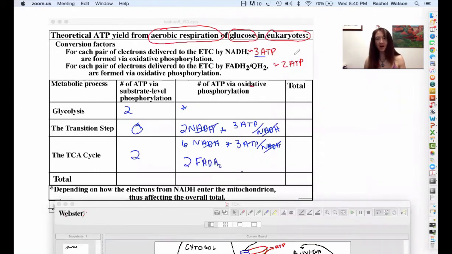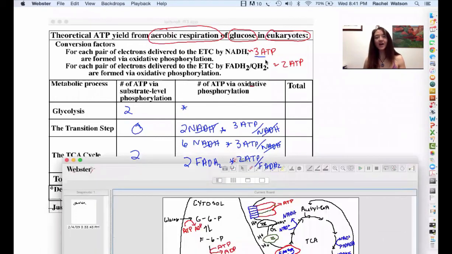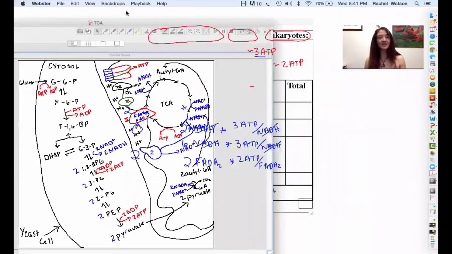Let's apply our conversion factor, so times 2 ATP per FADH2. So we've got our TCA all accounted for. Now we can come back to what I said was the most complicated box. And here's why. Looking at our poster, once again, let's do this.